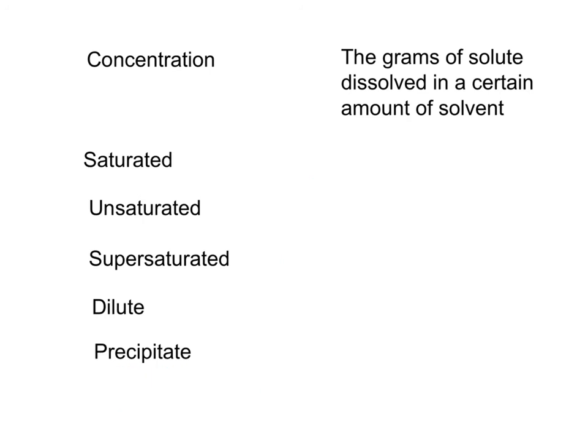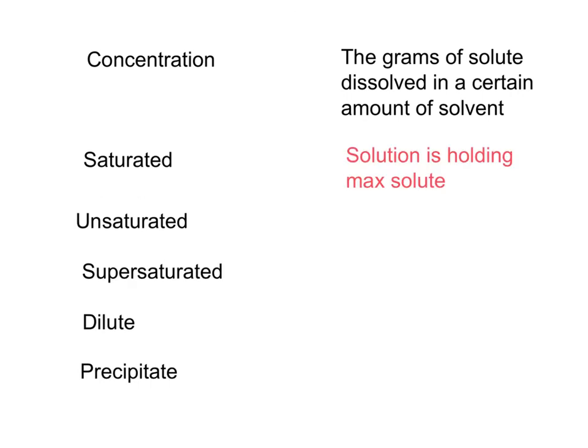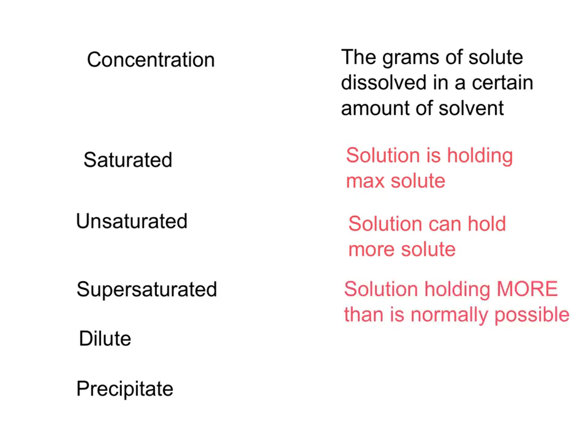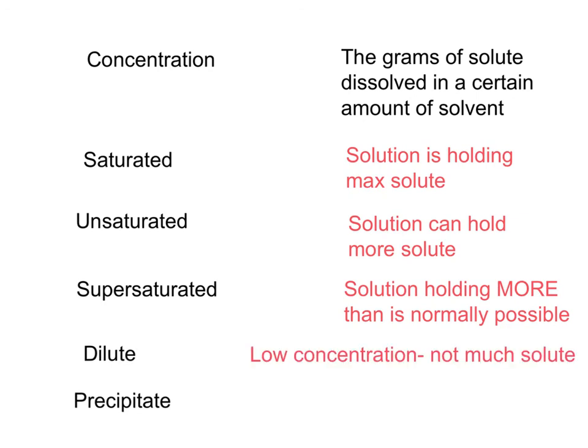Okay, so what does saturated mean? Saturated means that you're holding the maximum amount of solute that you can at that temperature. Unsaturated means the solution can hold more solute. Supersaturated means the solution is holding more solute than it should be able to hold. Dilute just means that you have a low concentration, due to the fact that you don't have that much solute dissolved. Precipitate, we've come up with this word many times. A precipitate is any undissolved solute that sits at the bottom.